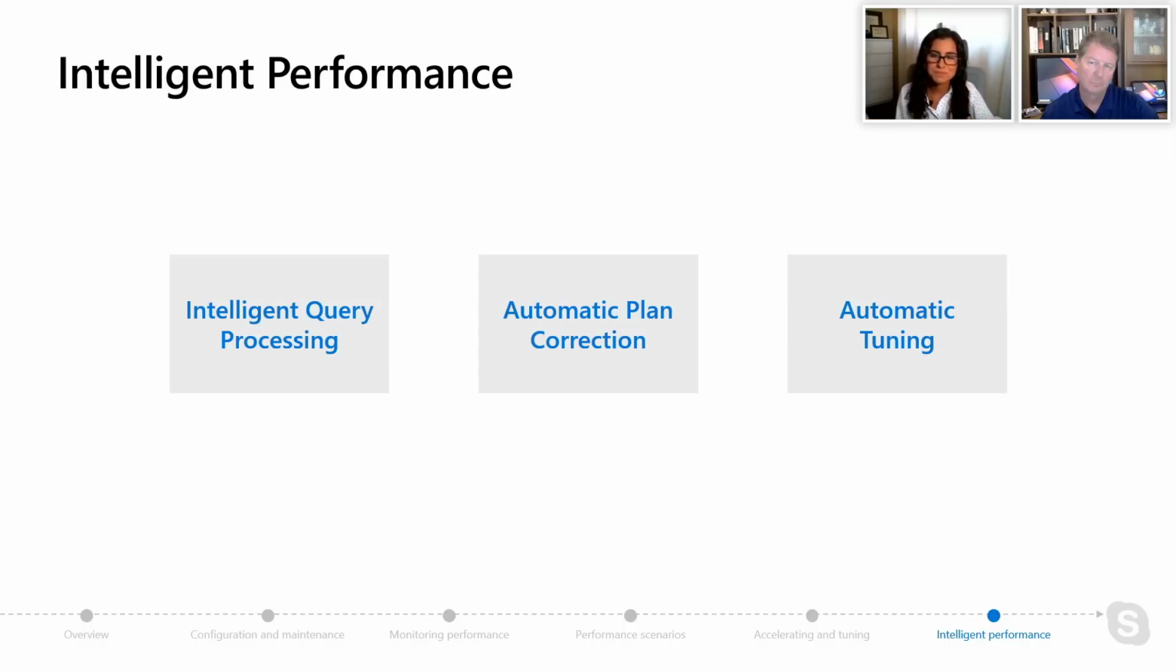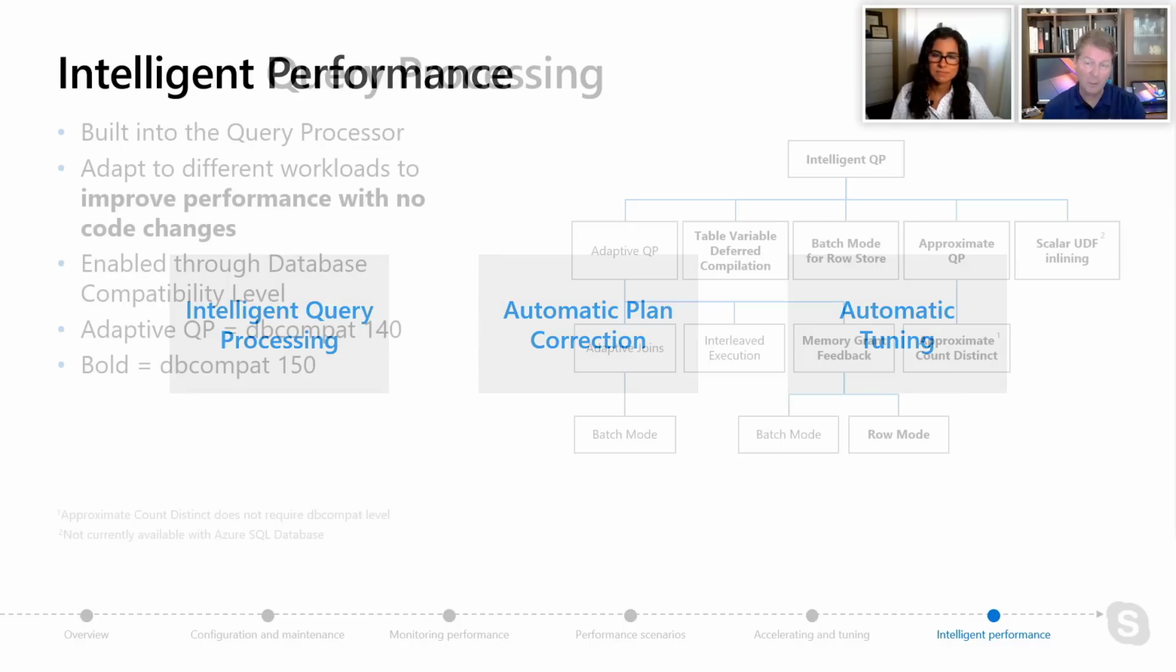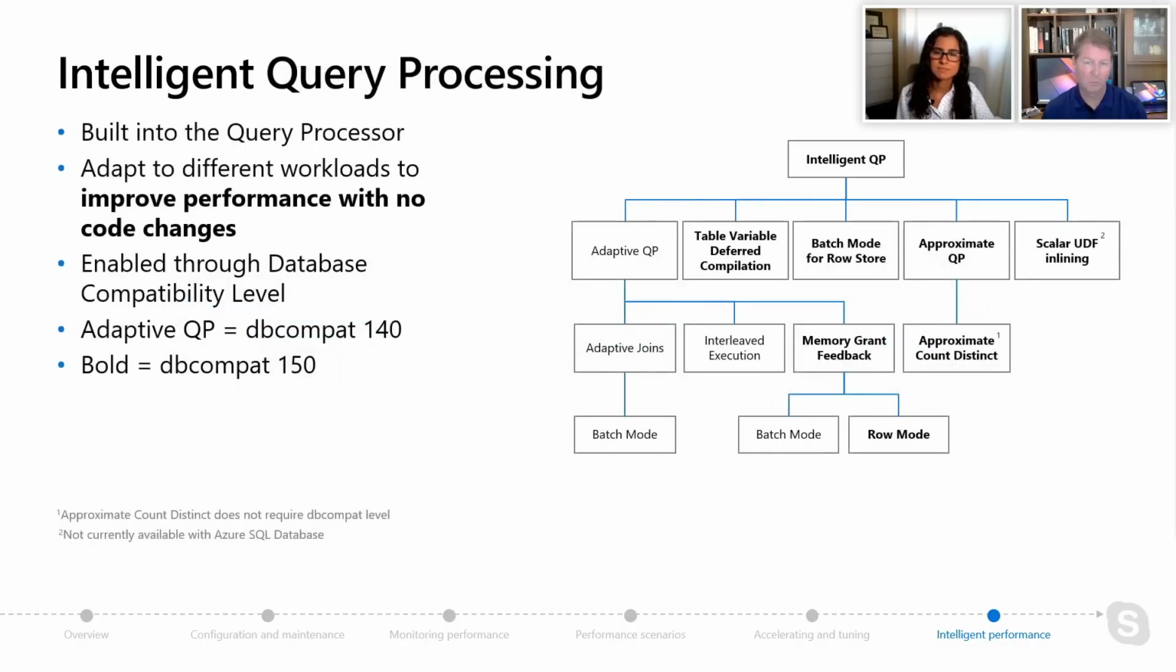Absolutely, and I like the word intelligent performance because it's not just about us making you run faster. We want to actually make you intelligent, and we want to do things to avoid application changes. So let's briefly talk about IQP and automatic plan correction and talk more about automatic tuning. Intelligent query processing started in the cloud, and really this is what it's all about. We've enhanced the query processor so that you don't make changes to your app and you just get faster. So improve performance with no code changes.